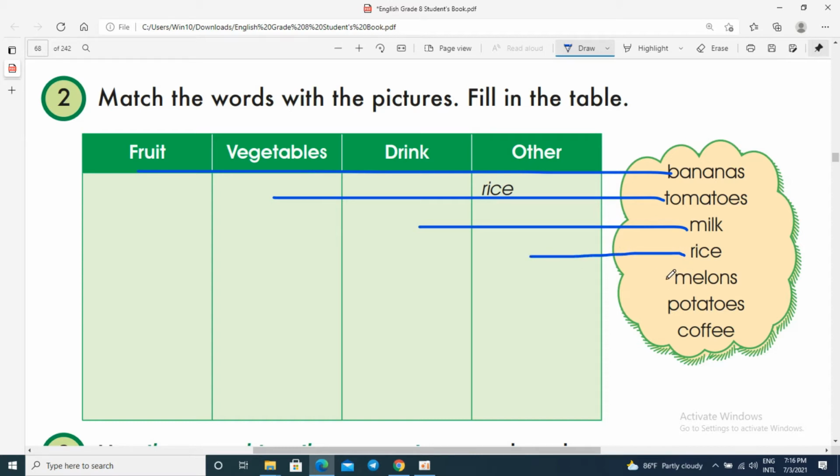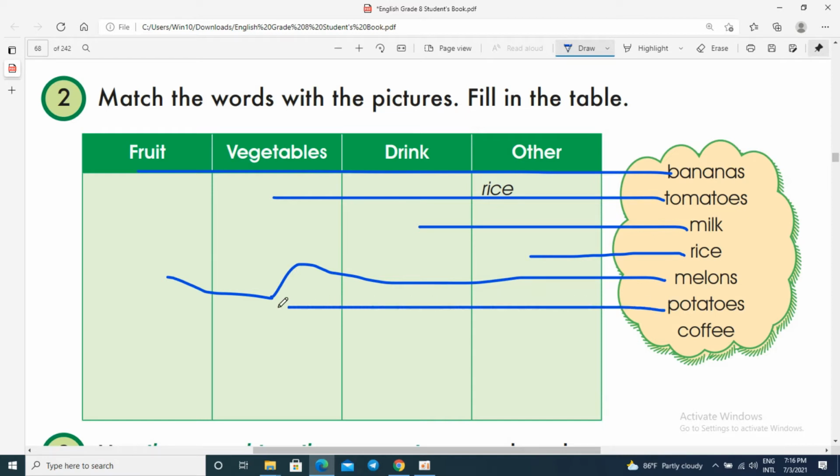And melons? Where is melons? Okay, so melon is also fruit. Okay, it is fruit, right? And what about potatoes? Where is it? Yeah, so potato is in the category of vegetable. Sure. Okay, but then coffee is the same thing. Drink. Coffee is the same thing.